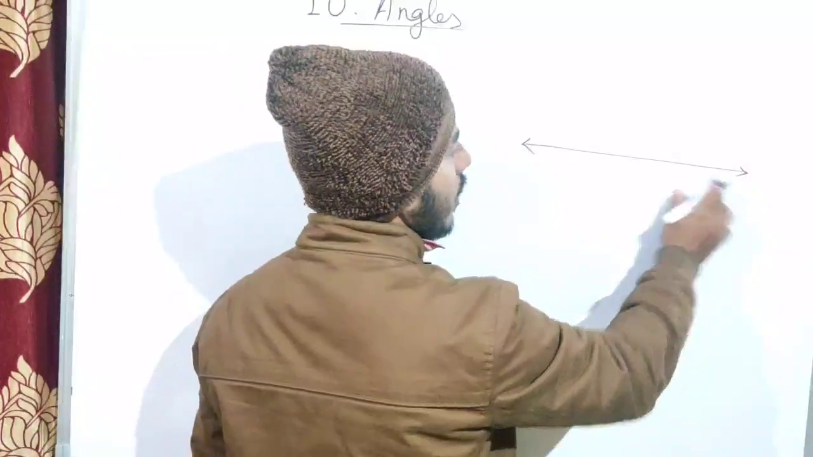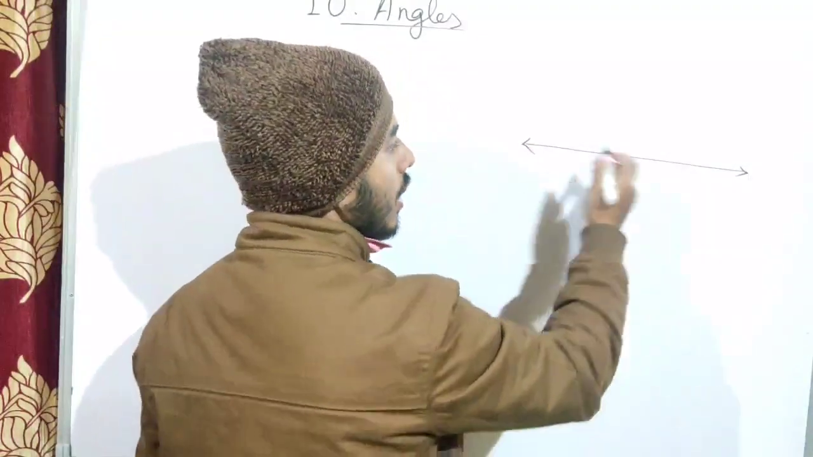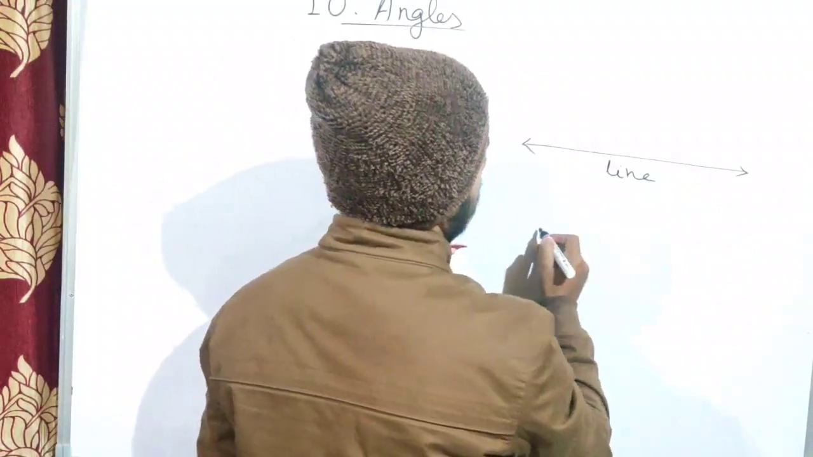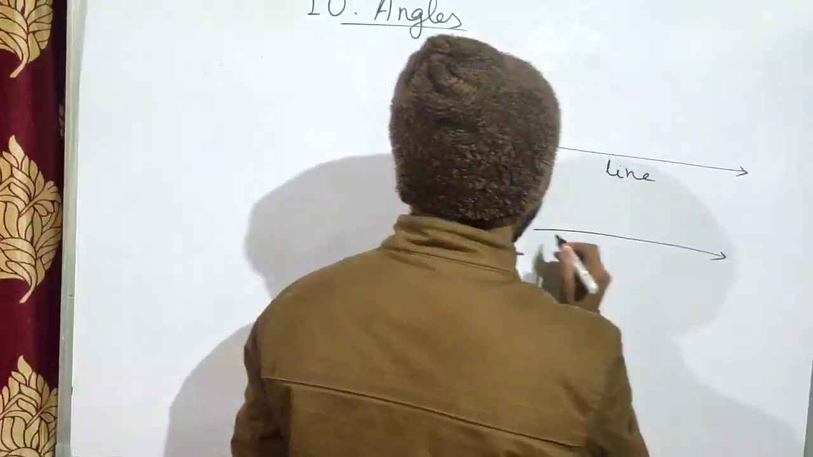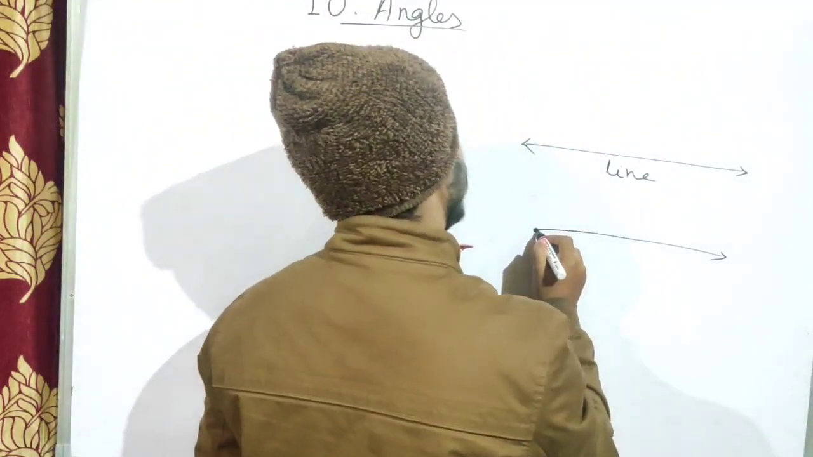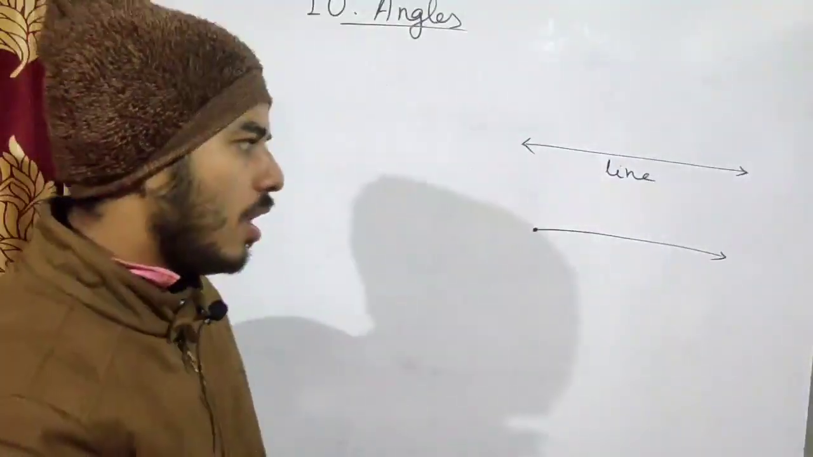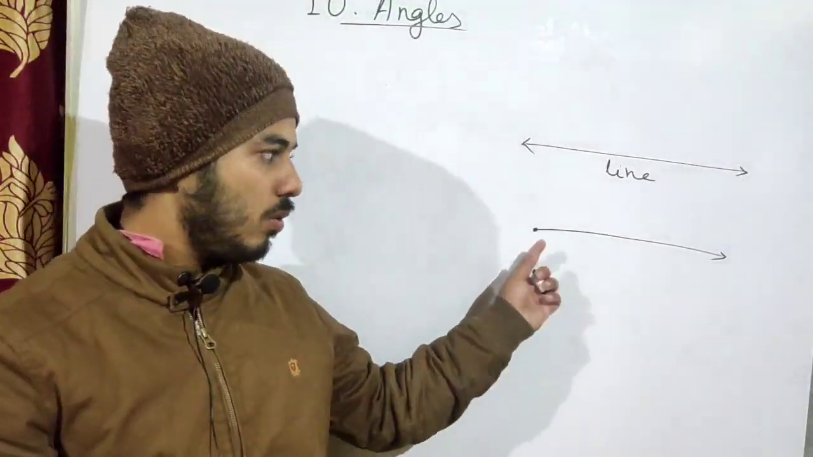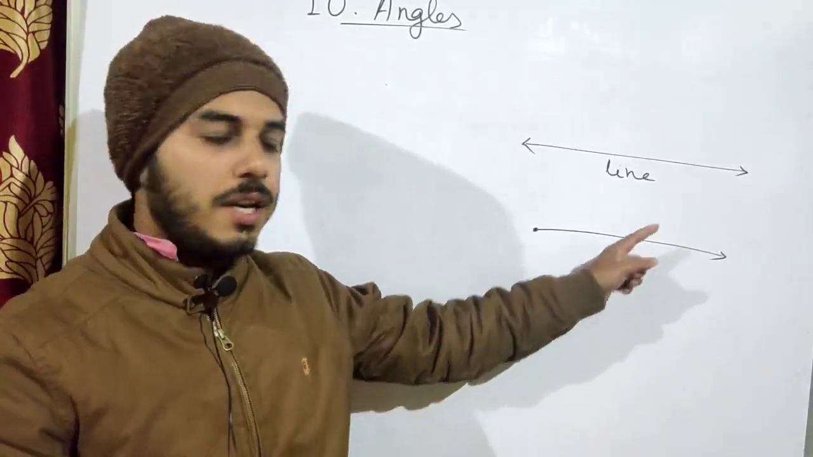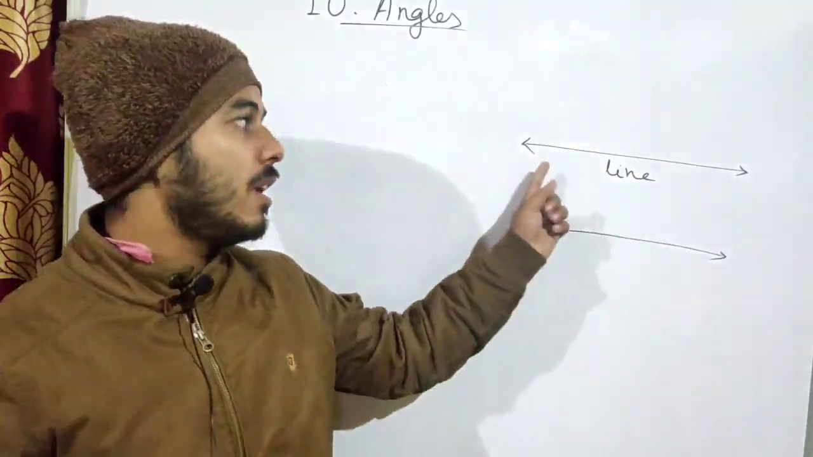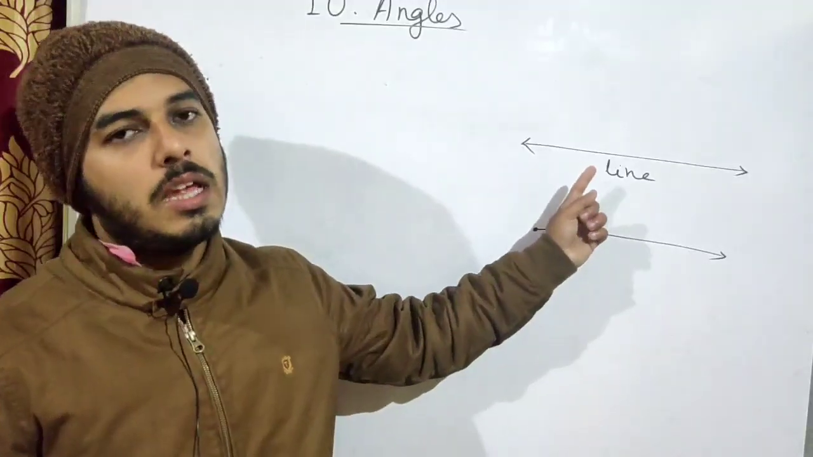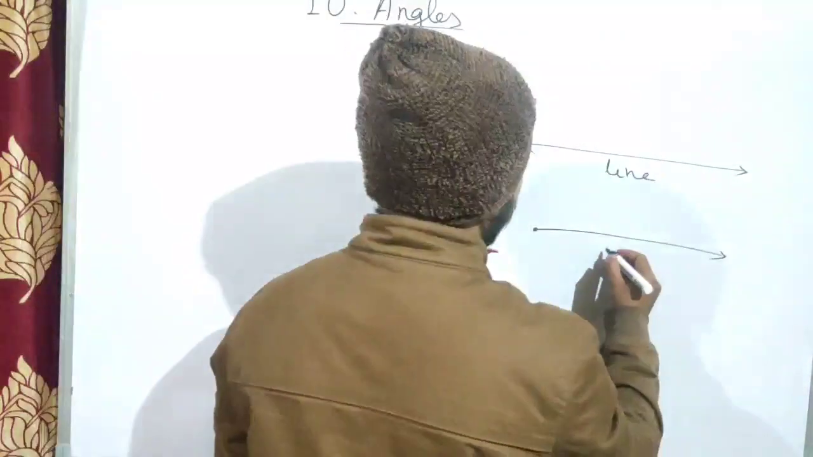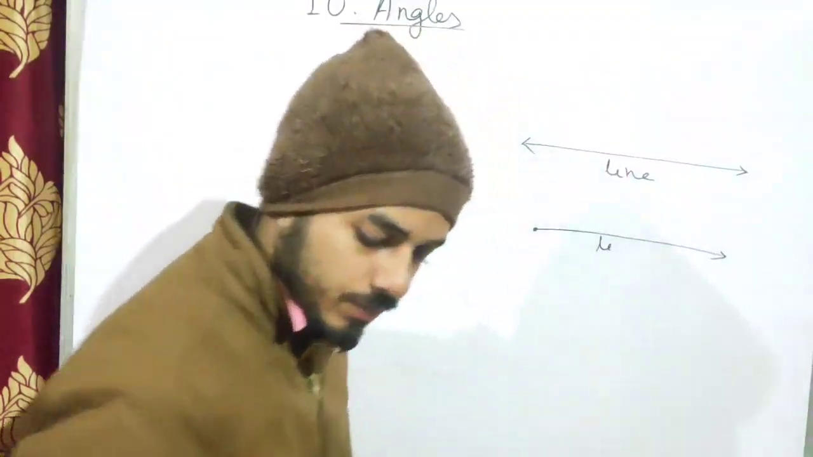Now ray. A line has no end points on both sides. Clear? Now this is a line, this is a ray. A ray is a type of line, or a collection of points, which has a starting point. Look, from this point this ray started and it has no ending point, but in case of a line we have no starting point as well as no ending point. Clear?